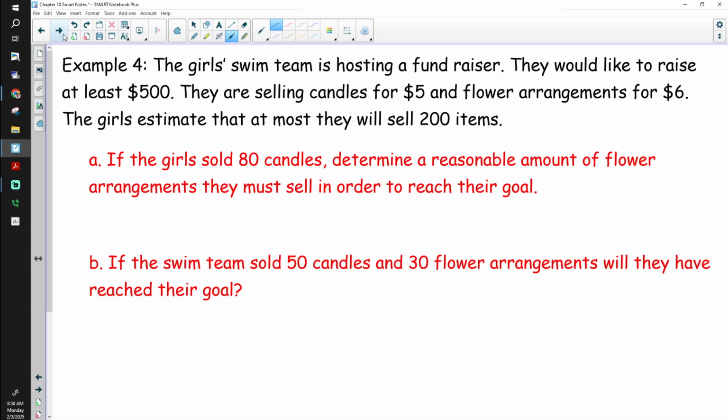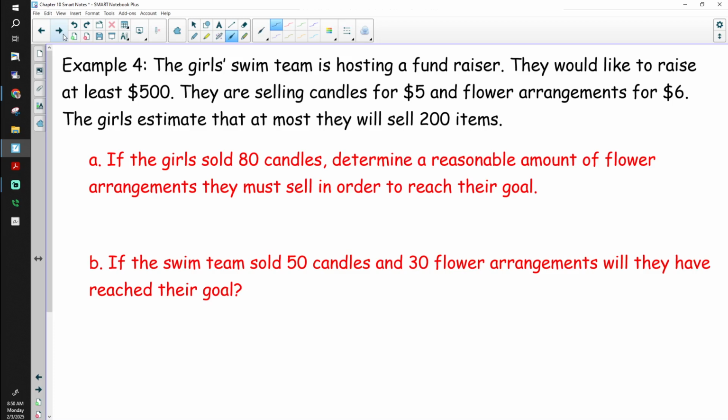Alright. The girls swim team is hosting a fundraiser. They would like to raise at least $500. They're selling candles for $5 and flower arrangements for $6. The girls estimate that at most, they will sell 200 items.